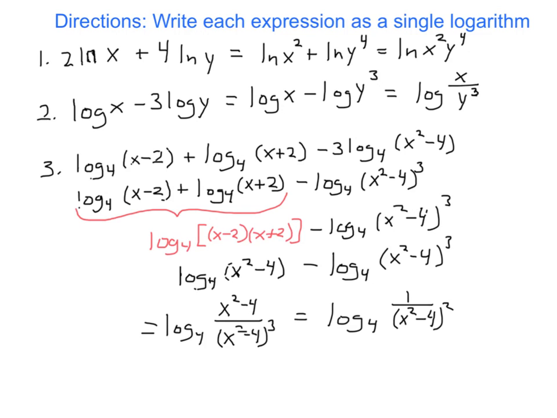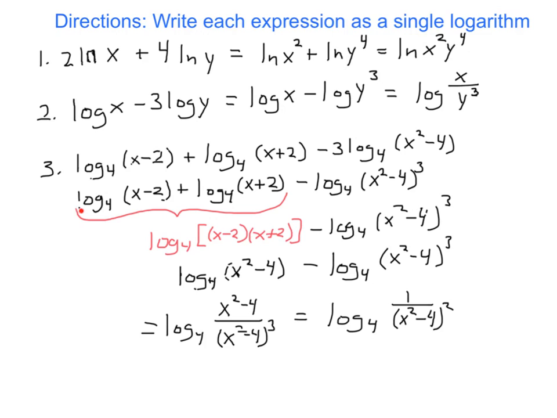Now let's look at a little bit more difficult one. We're going to have a few things going on here. We have log base 4 of x minus 2 plus log base 4 of x plus 2 minus 3 log base 4 of x squared minus 4. Now this one, there's a lot of different ways, but I generally go through and deal with that multiplication first. So I'll bring that 3 up as an exponent there. So I now have log base 4 of x minus 2 plus log base 4 of x plus 2 minus log base 4 of x squared minus 4 to the third power.